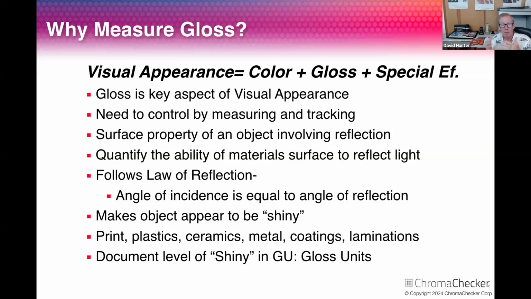And when we're printing on plastic, ceramics, metal, coatings, laminations, all of these attributes affect the gloss and therefore affect the appearance. And we document this level of shiny, if you will, not very scientific, I know, but it's easy for the common person to understand. It's the level of shiny, and it's measured in what's called gloss units.